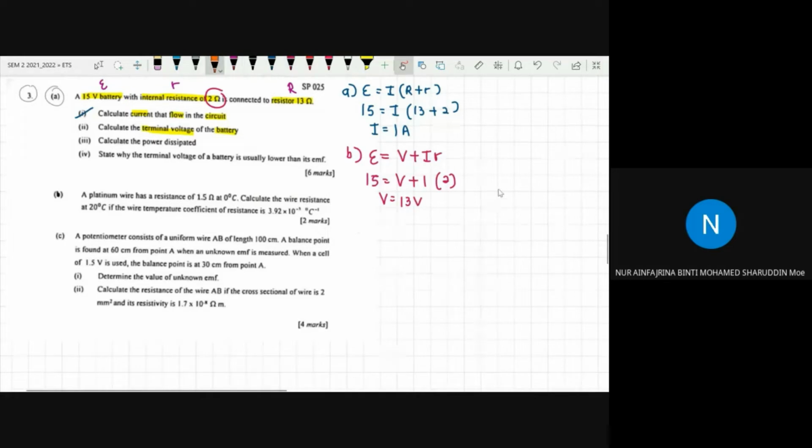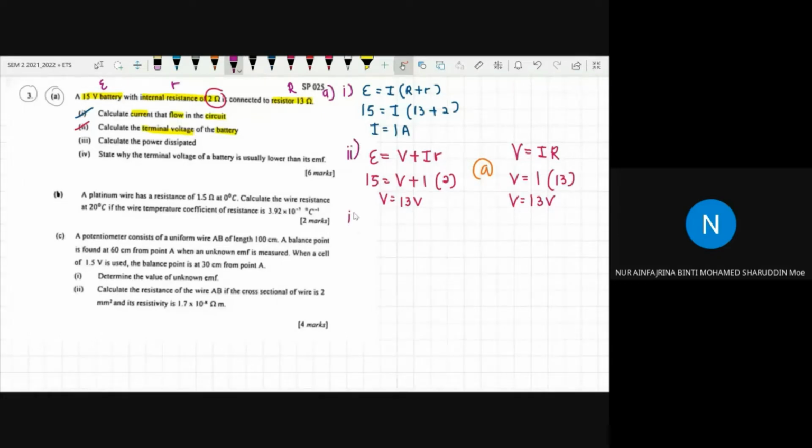But you have another way to solve this question by using Ohm's law. Okay, which is V equals to IR. Okay, your current is 1 ampere and your resistor is 13 ohm. So you will get 13 volt. Okay, we are done with question number 2, A2. Now, Miss tulis macam ni. So this is 1, 2 untuk A.